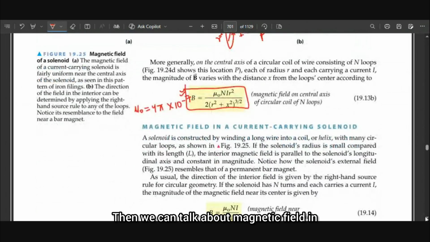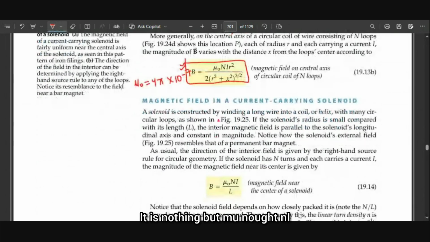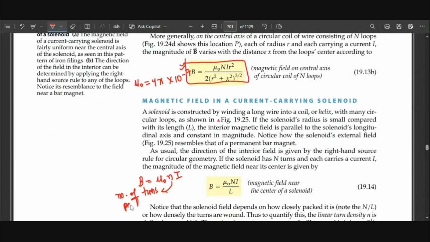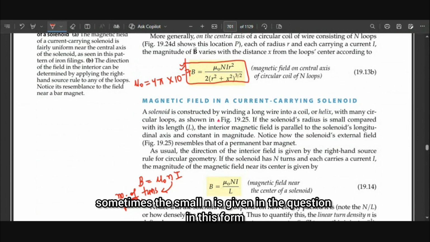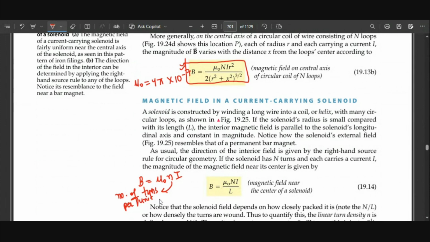Then we can talk about the magnetic field in the current carrying solenoid. It is nothing but mu naught n I. I would rather prefer to remember it with this relation, mu naught n I, where this small n is the number of turns per unit length. Sometimes the small n is given in the question in a form like: 20 meters of length of solenoid contains 300 turns. So you can calculate this n directly by dividing the number of turns by the length, to get turns per unit length. And here also it shows that same relation.